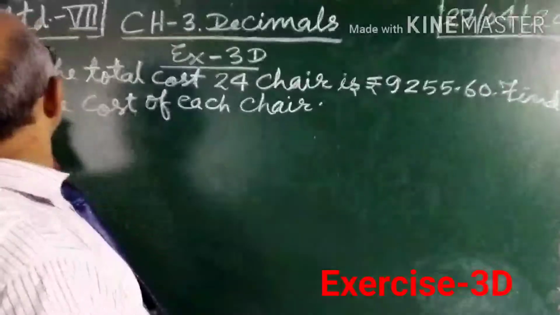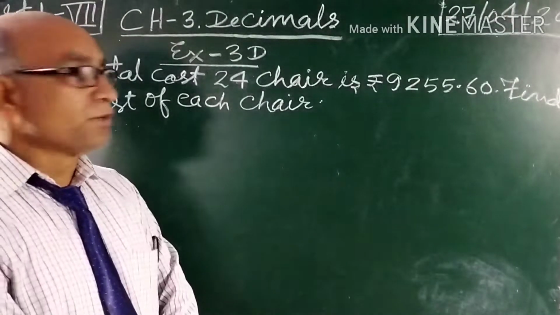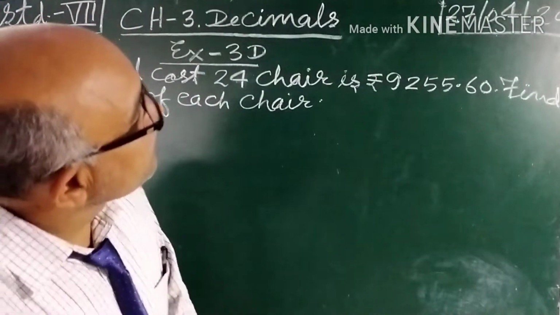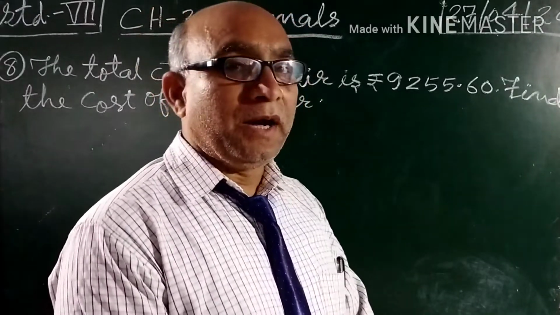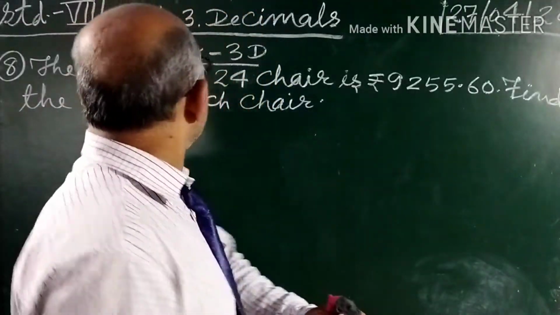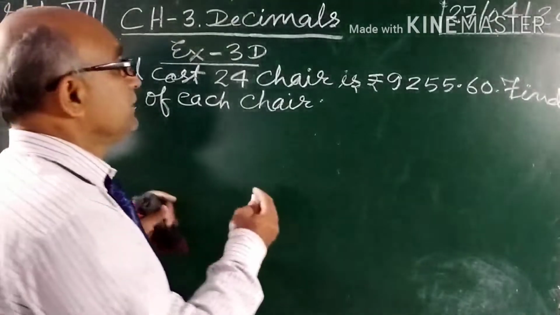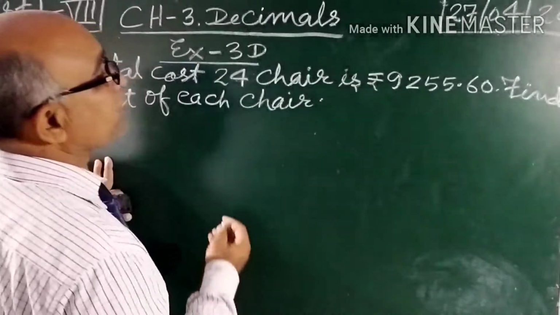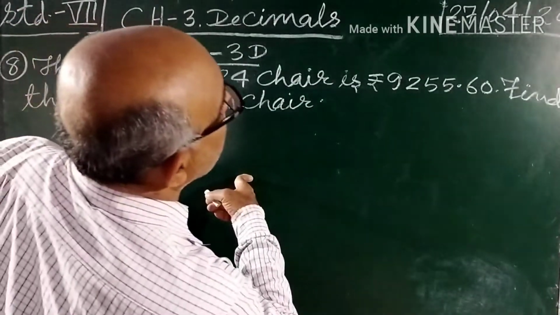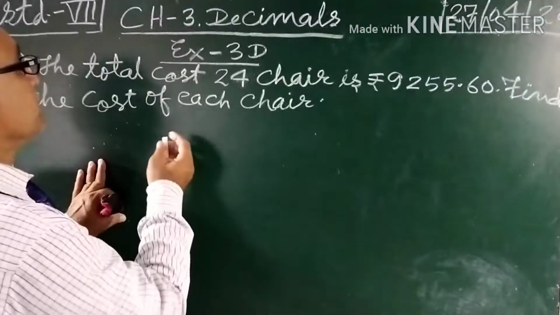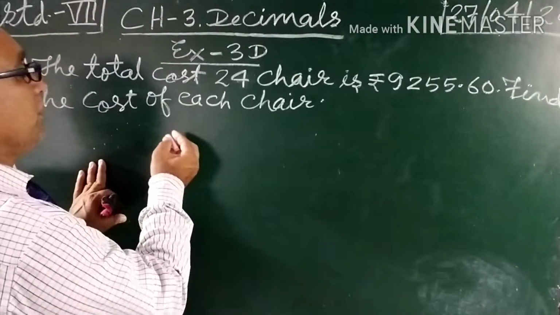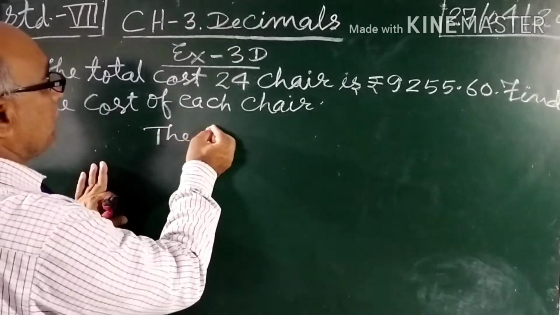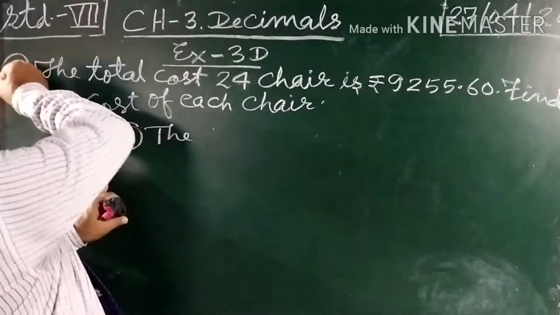Exercise 3D of chapter 3, decimals, question number 8. The total cost of 24 chairs is rupees 9255.60. Find the cost of each chair. Question number 8, solve.